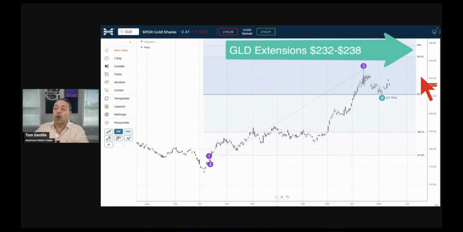Finally, we talked about gold, and we talked about gold coming off all-time highs, pulling back. 27% was the pullback. We did see higher highs later on into the month of June, maybe even the beginning of July. That takes us all the way around 235, 232 to 238 was the extension levels we were looking at on GLD. Let's fast forward and see what's going on as of this week.